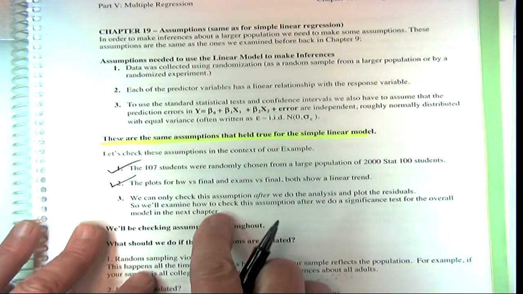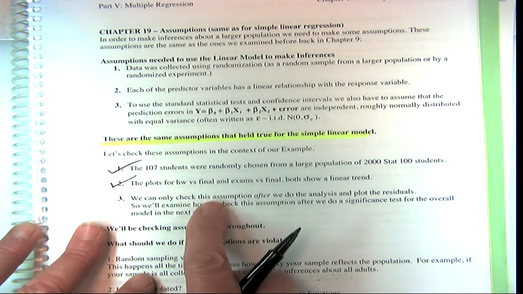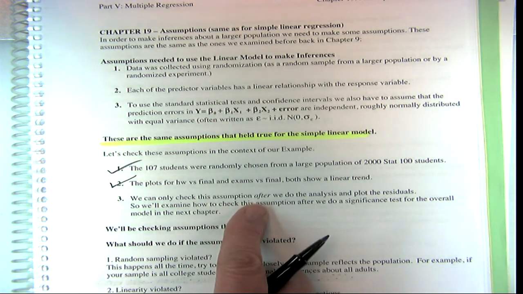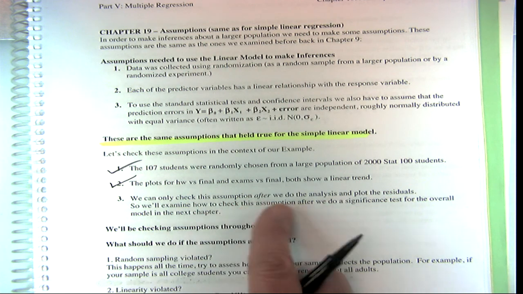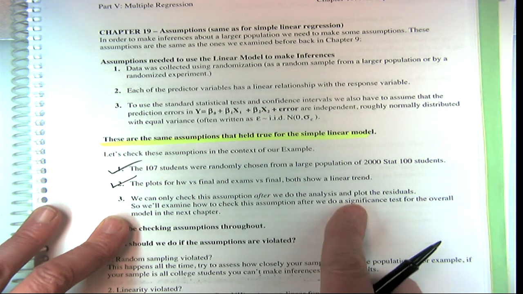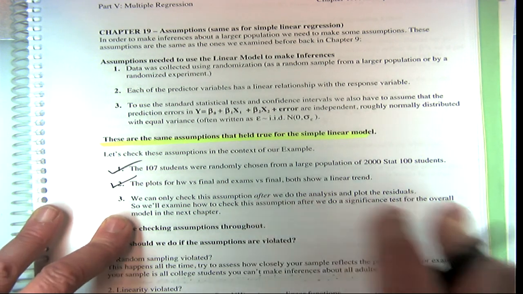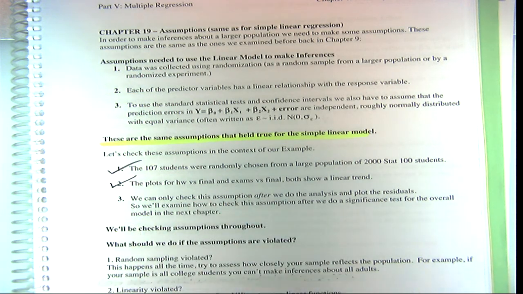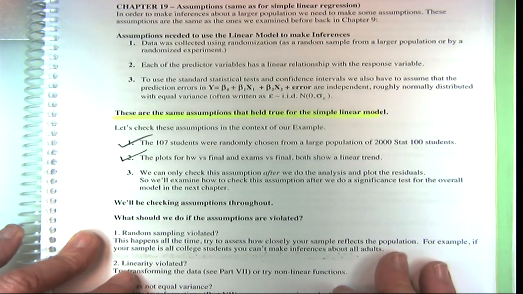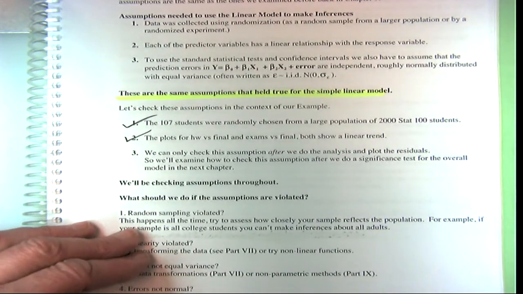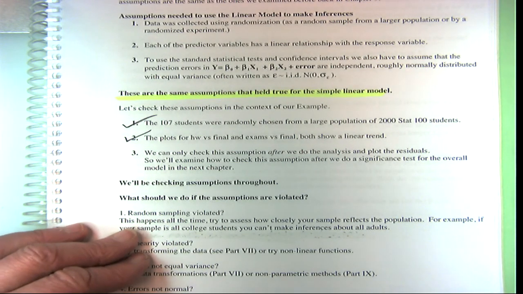All right, now what about our errors? We can only check this assumption after we do the analysis and plot the residuals. So we'll examine how to check this assumption after we do the significance test for the overall model in the next chapter. We'll look at that later. So we're going to be checking these assumptions throughout. And what should we do if they're violated? Well, that's the subject of future chapters.